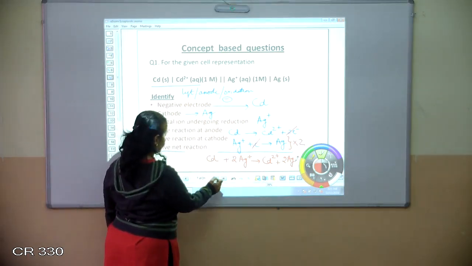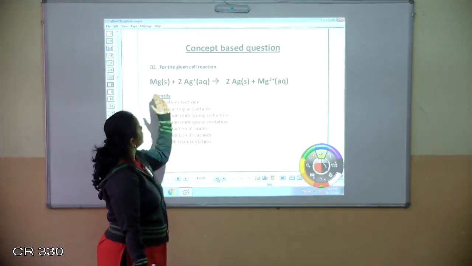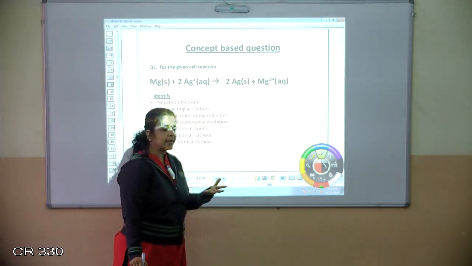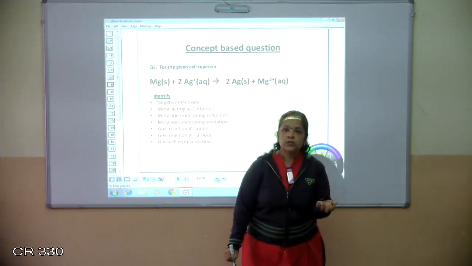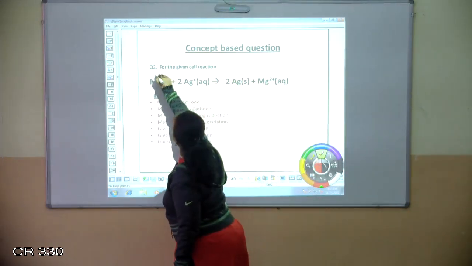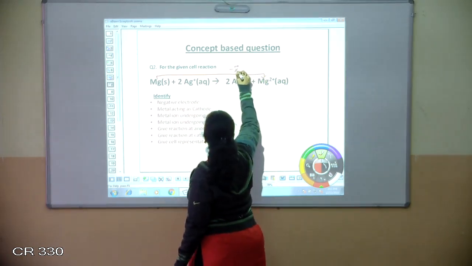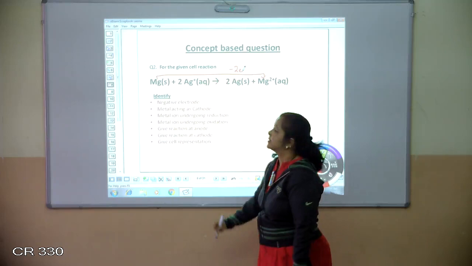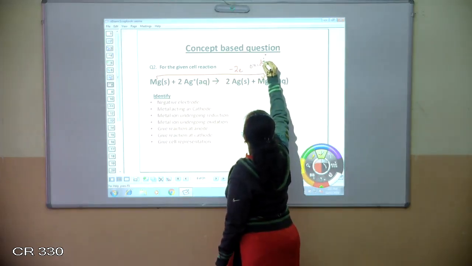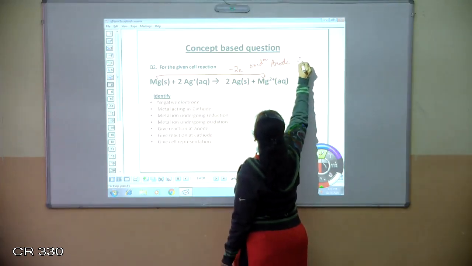Lastly, one more question on the concept. If you are given a cell reaction, how do you go about it then? In that case, you first need to identify what is the information given through the reaction. Magnesium, as you can see, is transformed into magnesium ions. There is loss of 2 electrons. Since there is loss of 2 electrons, this is oxidation. And if this is oxidation, it is happening at the anode. And this would be the negative terminal.